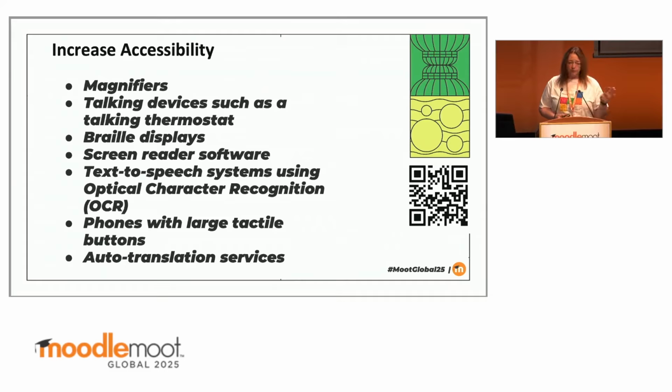Screen reader software, and we've heard a little bit about some of that here today in some of the other sessions. Text-to-speech systems that use optical character recognition is another one. Phones with large tactile buttons. Now, I don't see a lot of these anymore, but I did see one recently at a concert, and those buttons were huge, and I was like, that's my future right there. And then auto-translation services, which I'm very fond of. Working in a global team, auto-translation services are really handy and help me to connect with my team that's more global and worldwide, and we don't all share the same primary language.